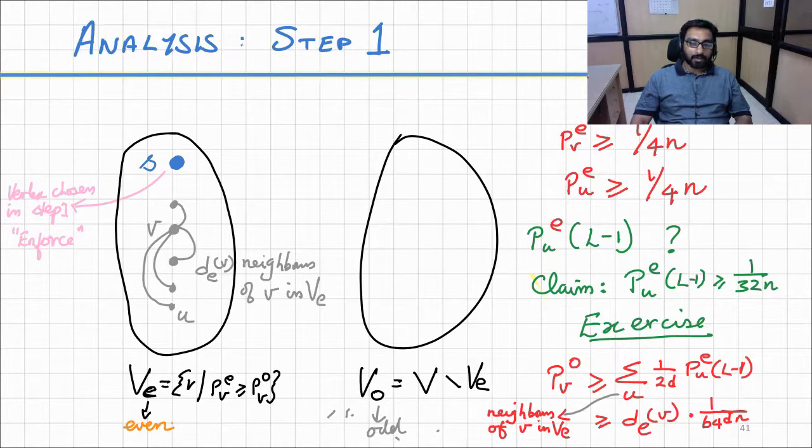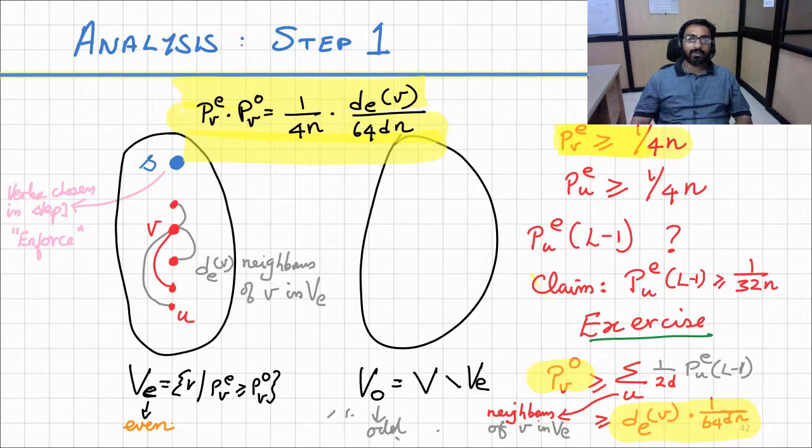Okay, and now remember we have a notation dE of V for the number of neighbors of V that are in this set VE. So this is simply dE of V times, and now we're going to plug in this inequality of 1 over 32n over here. This 2 here will make this a 64, so we get this bound over here. So notice now that we have a bound for PVE and we have a bound for PVO.